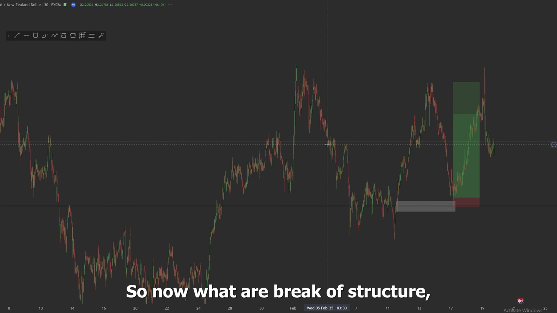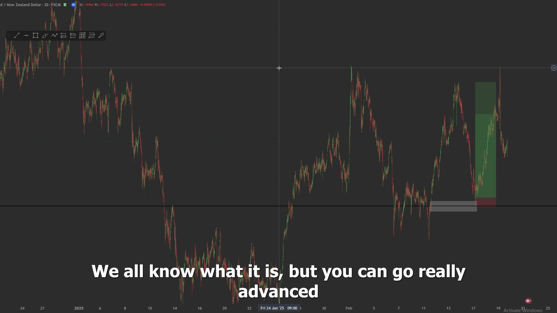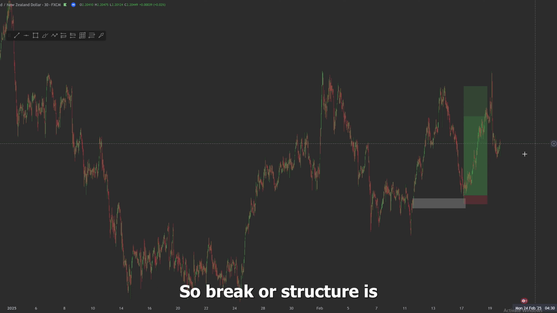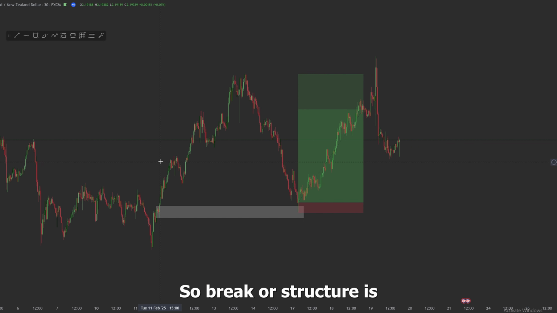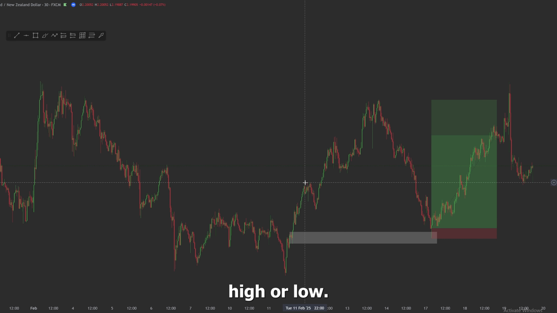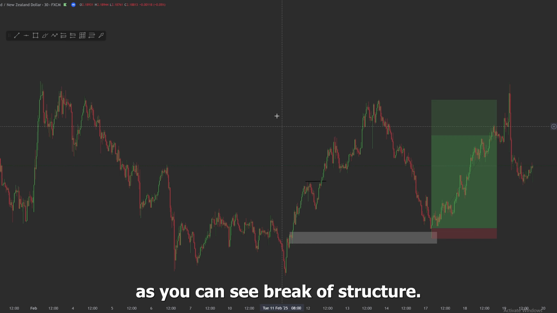So now, what are breakout structures? It is still basics. Breakout structure, we all know what it is, but you can go really advanced in breakout structures, but you don't want to overcomplicate trading. So breakout structure, just a quick introduction, is when price takes out a previous high or low. So this here was a breakout structure. As you can see, breakout structure.